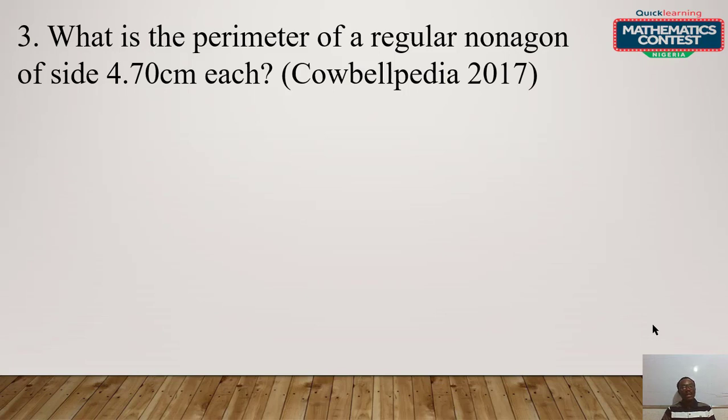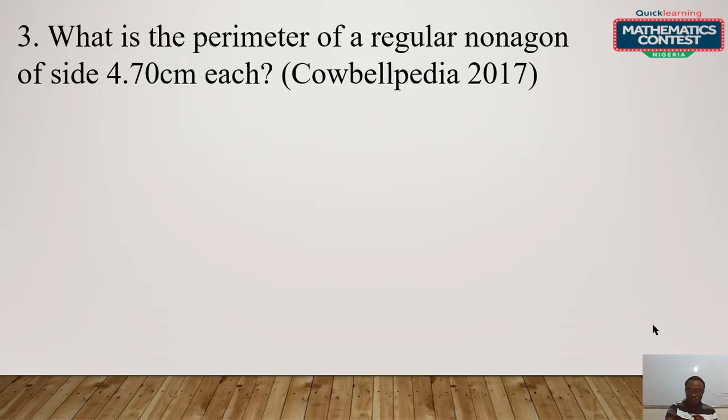Now, a nonagon is a polygon that has 9 sides. Regular means all the 9 sides are equal in length. And when they are equal in length, it also means their interior angles are also equal. We'll discuss polygons in the third part of this lesson.